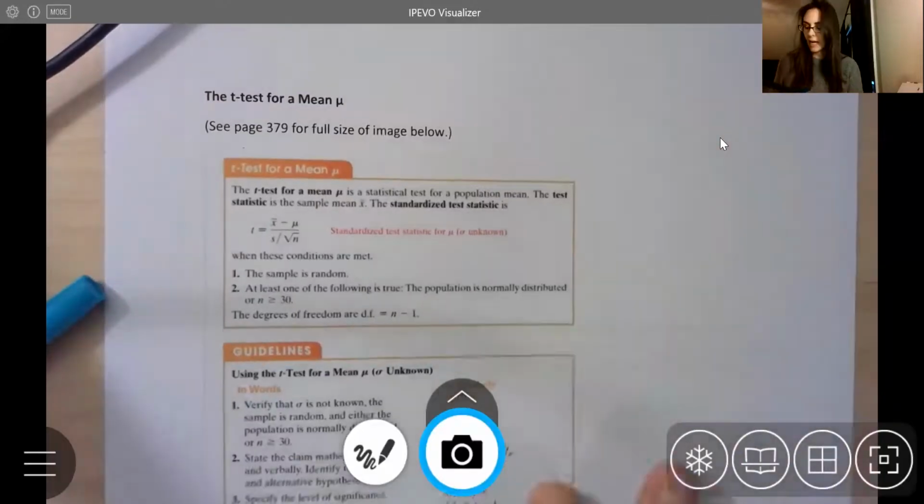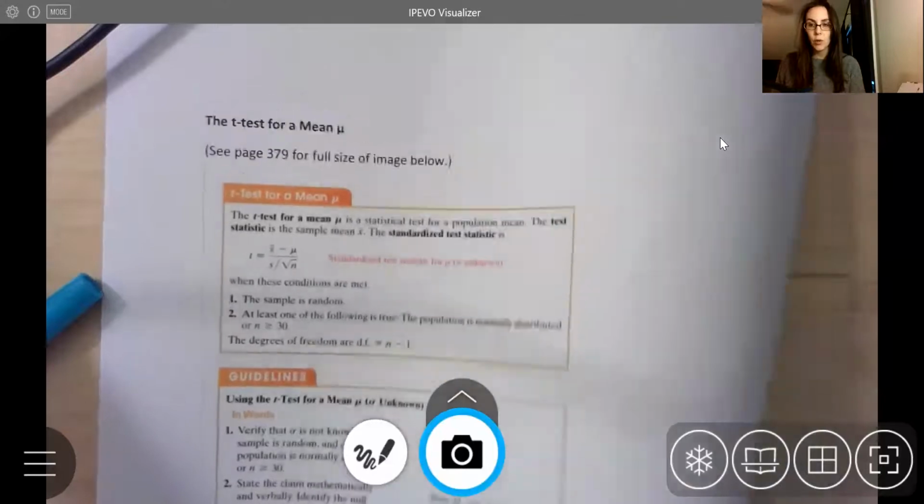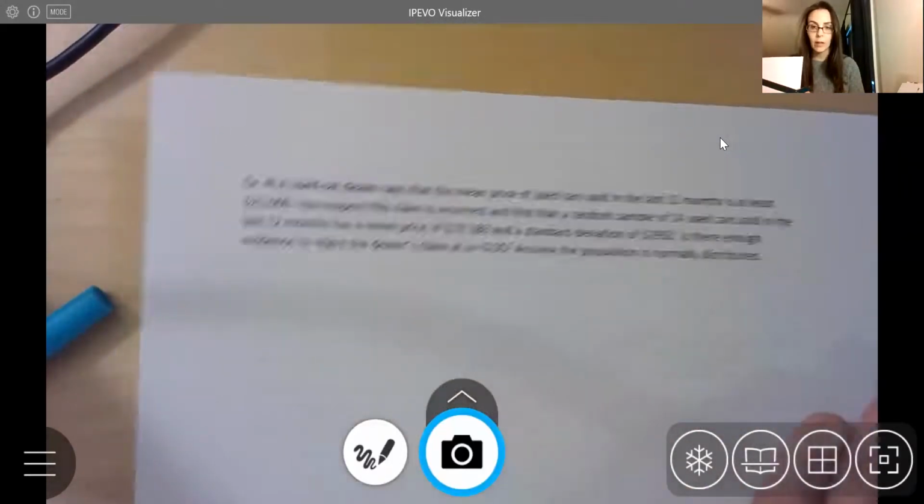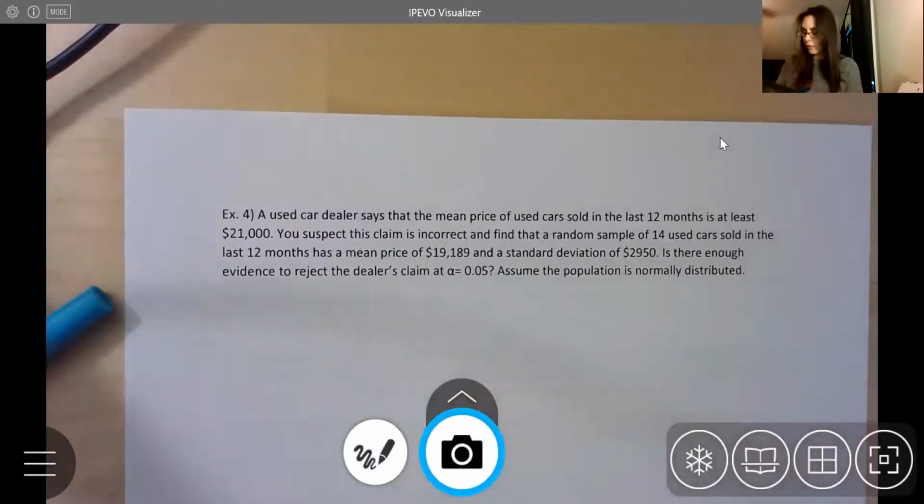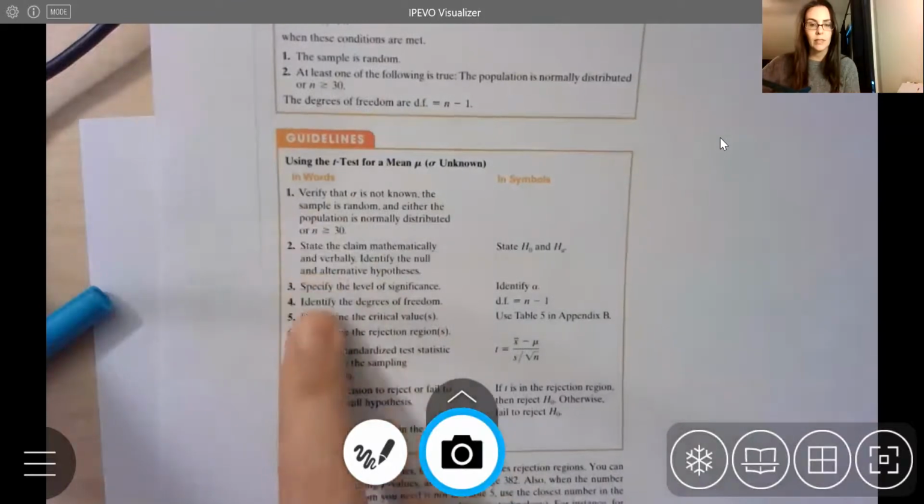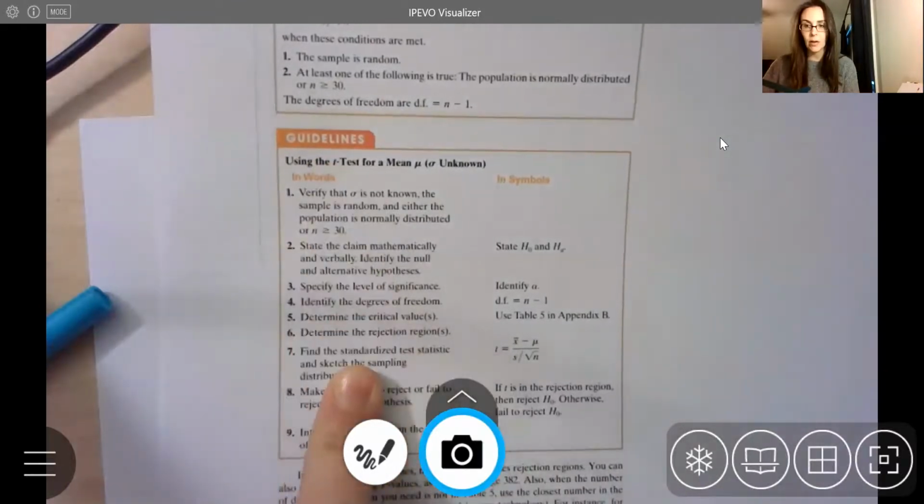Now let's take those guidelines that we just went over and actually go through some examples. And again, in these first two examples, we're going to be using that critical value method here. So if you need those guidelines with you, you can have them nearby to go through the different steps, and we'll go through these steps together here as well.